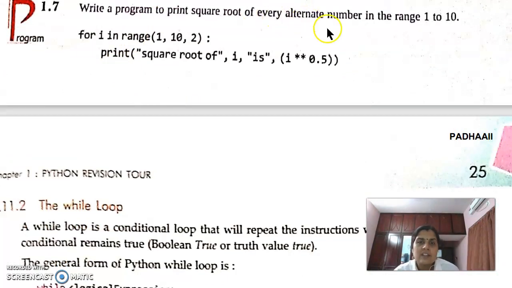Like that we can find the square root also. To find the square we write i star star 2. To find the square root, i star star 0.5, because 1 by 2 is 0.5. Here 1 comma 10 comma 2 means 1, 3, 5, 7, 9. So for alternate numbers the square root is calculated, using the equation i star star 0.5.